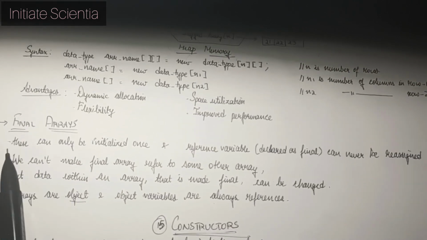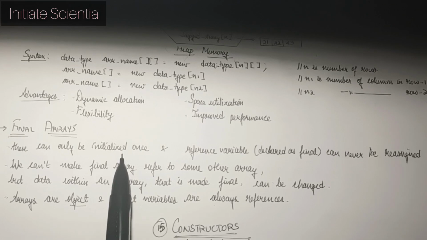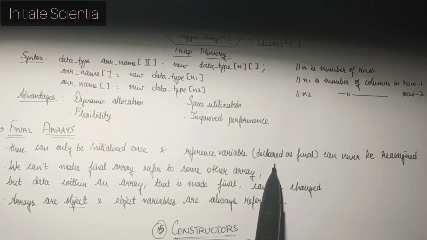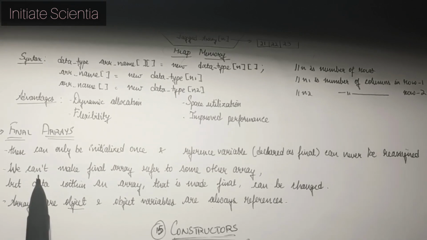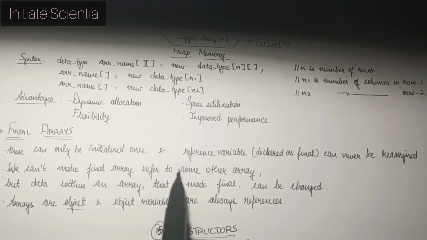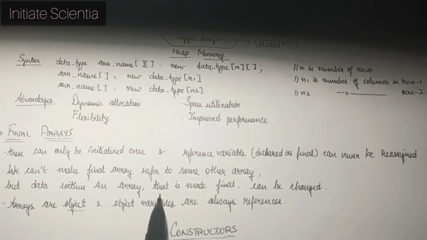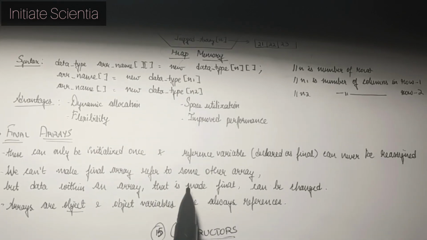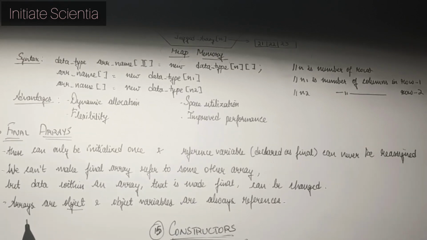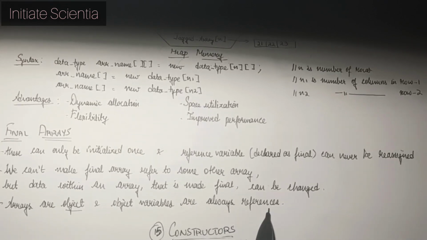Next, let's talk about final arrays. These can only be initialized once, and the reference variable is declared as final and can never be reassigned. We can't make a final array refer to some other array, but data within an array that is made final can be changed. There's a difference between these. Arrays are objects and object variables are always references.